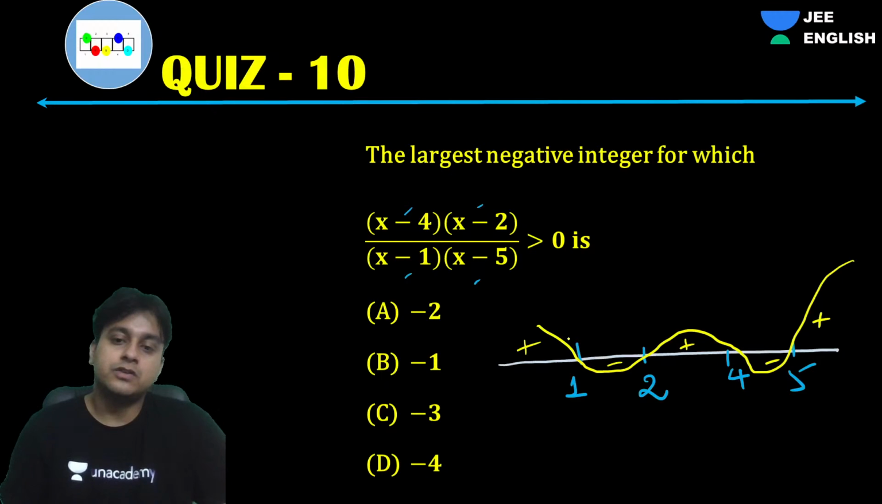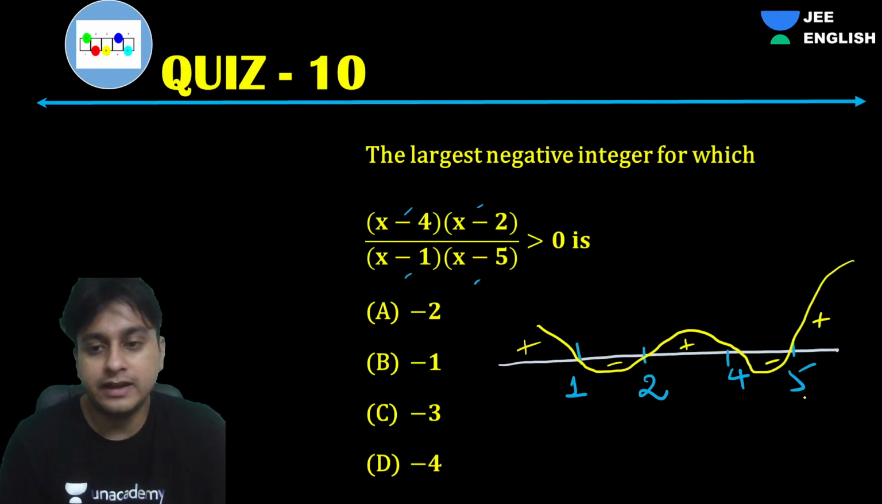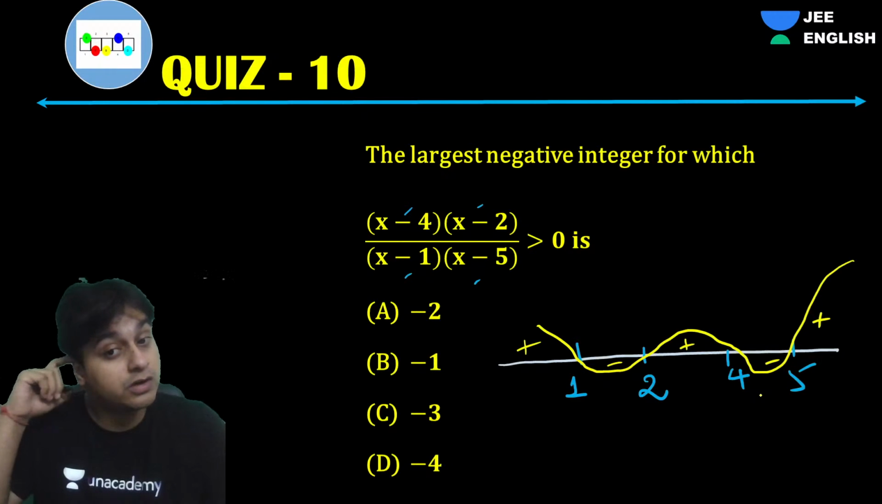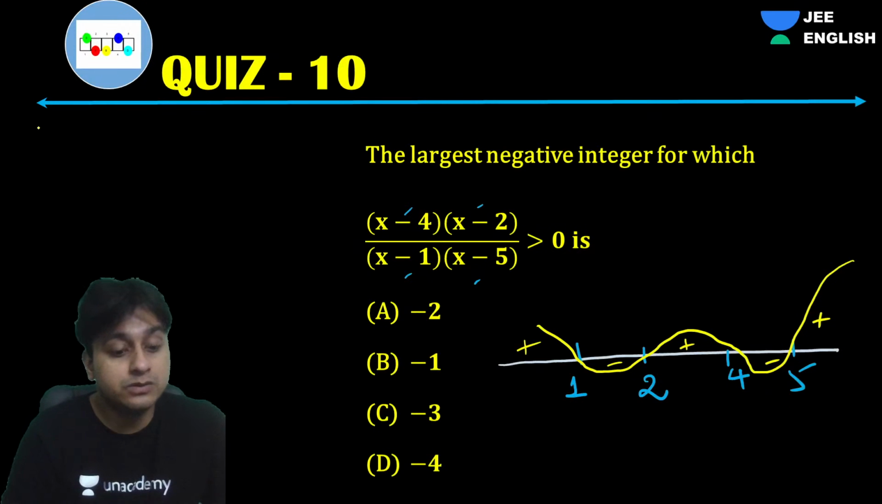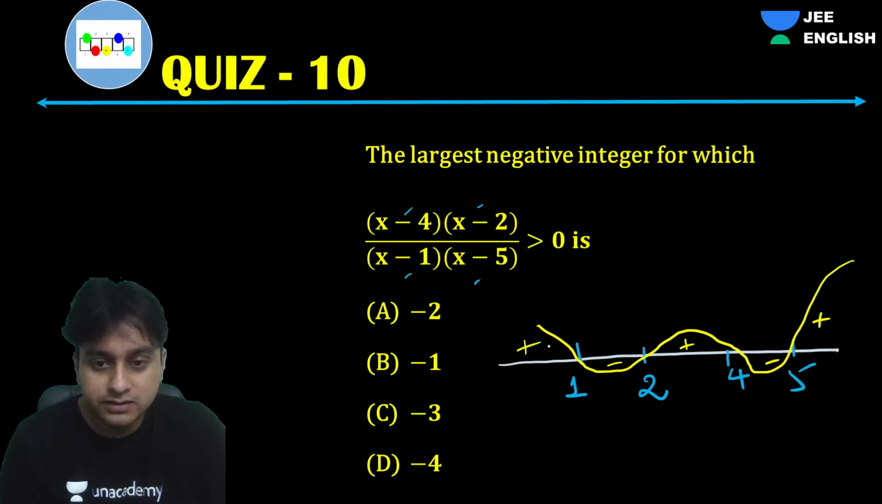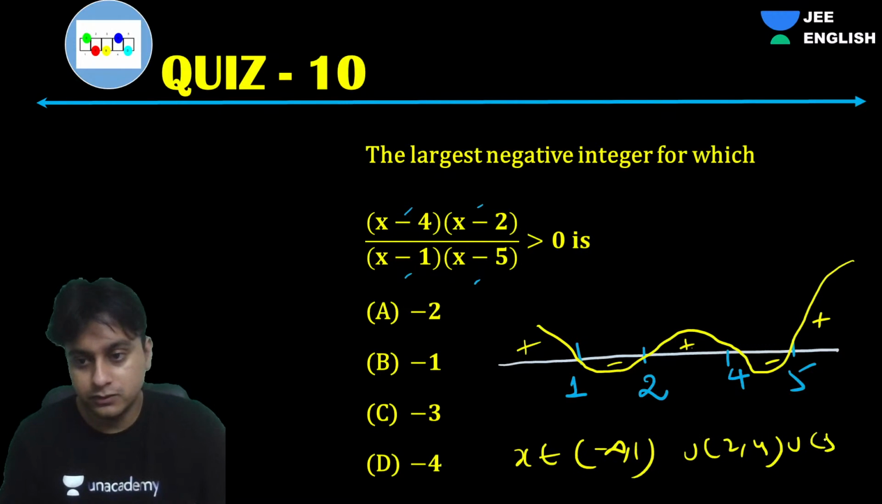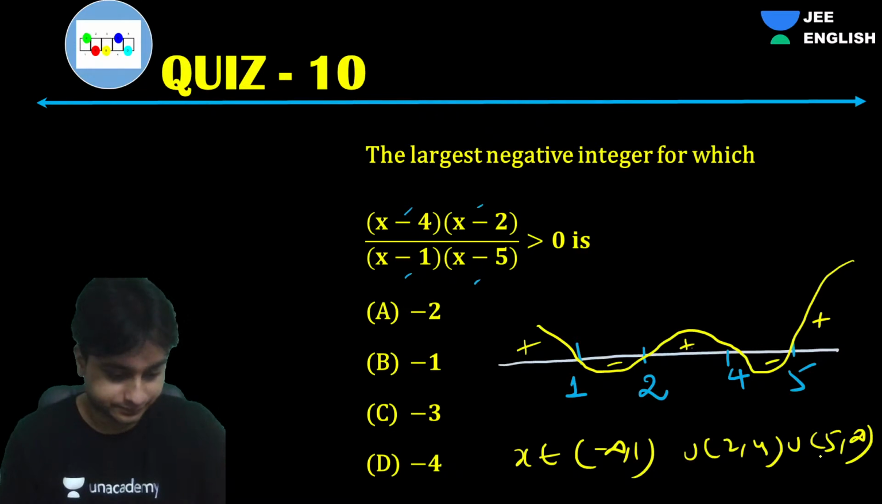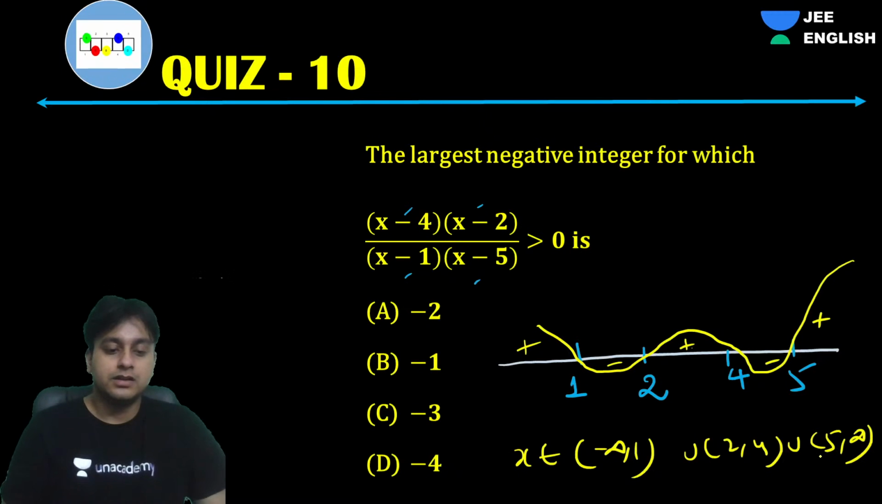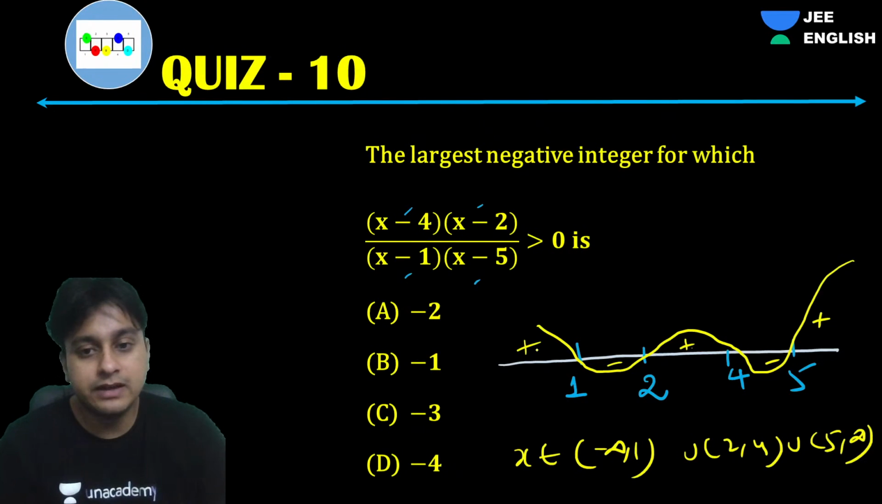Okay. So guys, as you can compare here, you can very well see that for greater than 0, what is the x value? This region, 2 to 4, this region. So your x should belong to minus infinity to 1, 2 to 4, and 5 to infinity. Right? Yes.